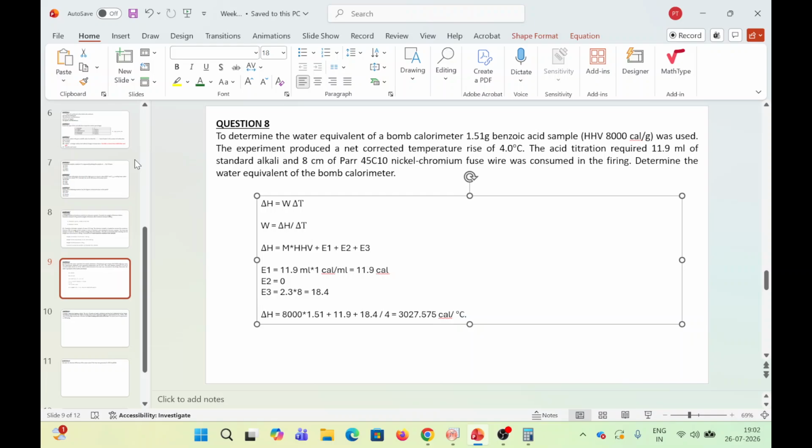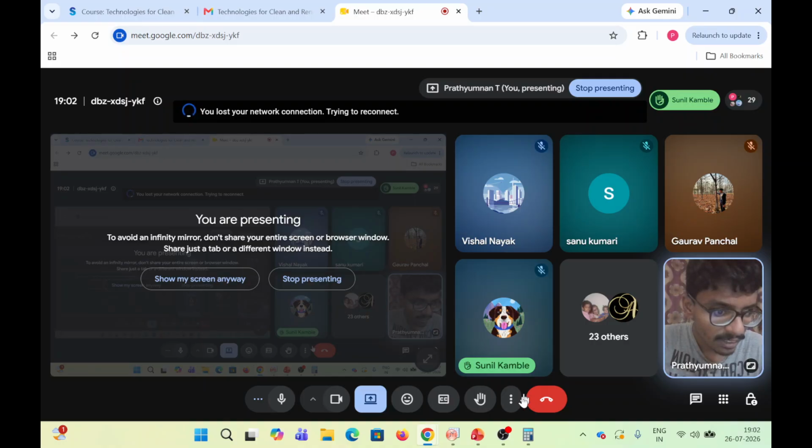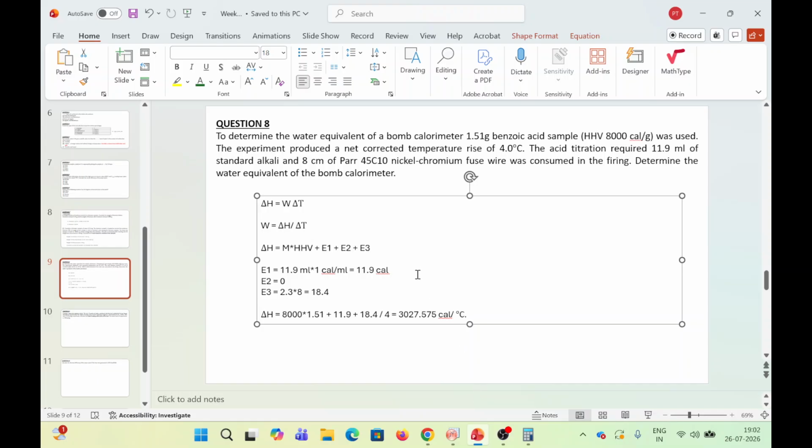If it is going to be platinum fused wire, then it is going to be 0.